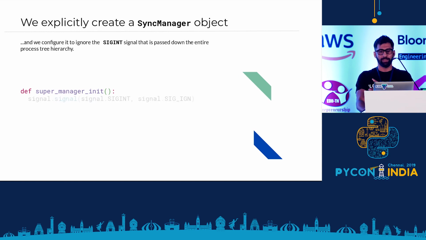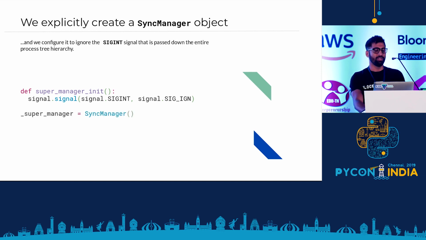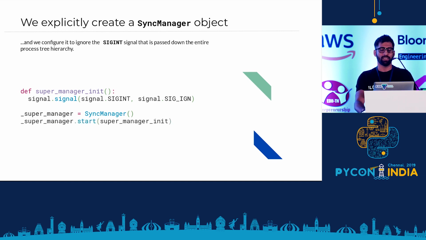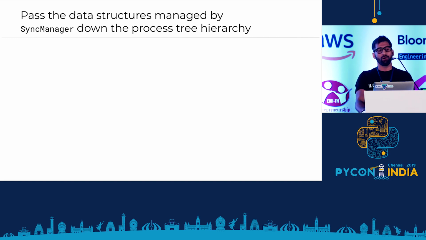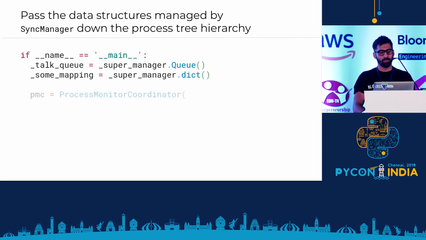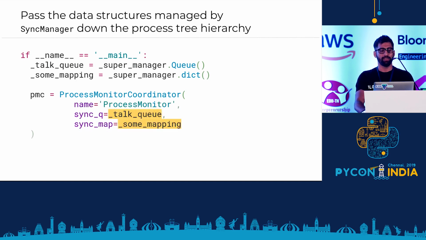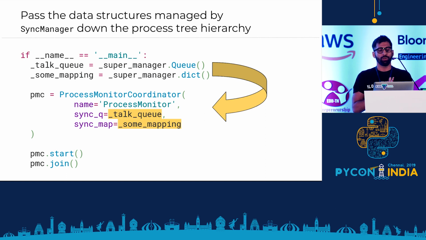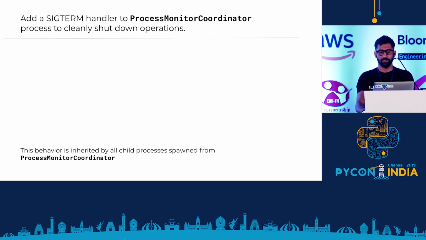that server process has died. So we explicitly create that and we configure it to ignore the SIGINT signal, something like this. So I happen to have an init callback and I start the synchronized manager with this init callback. Ignore, just ignore, as if it never happened. Now we pass the data structures from the manager, the queue and the dict, into a process monitor this way. So it's going to be passed down the process tree hierarchy. I'm going to create this in the main process, pass it into the coordinator.